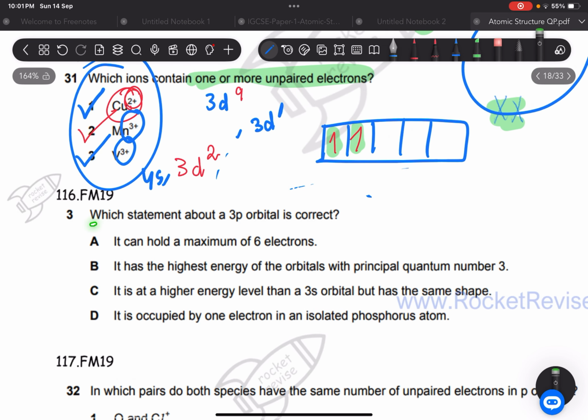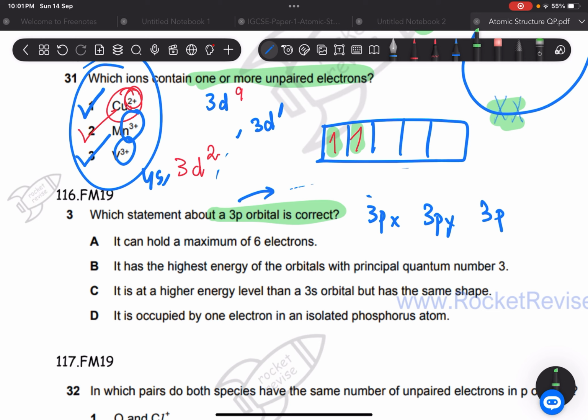Okay, which statement about a 3p orbital is correct? Okay, we know that a 3p subshell is going to have how many orbitals? It's not telling about either 3px or 3py or 3pz. The 3p subshell has 3 orbitals. It can hold a maximum of 6 electrons. So we are talking about a single 3p orbital. So it can only hold up to 2 electrons, because you know each orbital can hold 2 electrons.